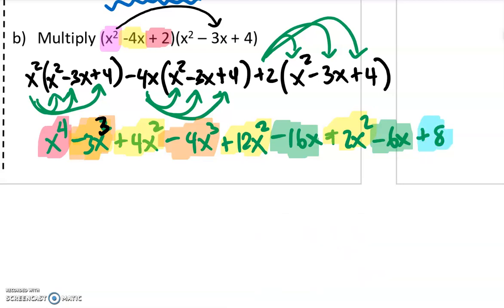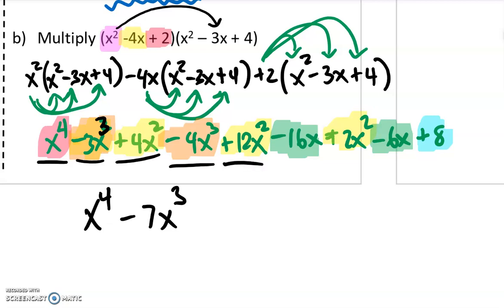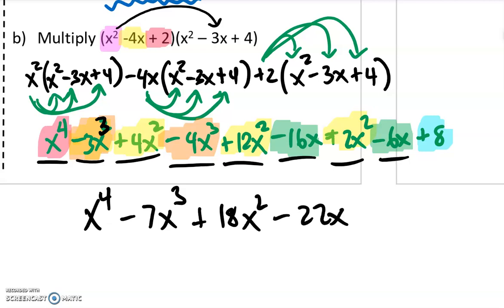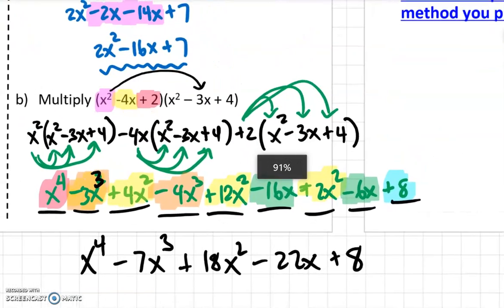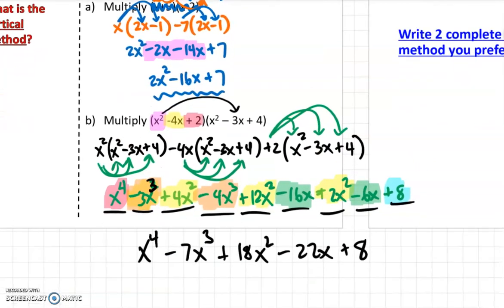All right, let's go ahead and combine like terms. So we have x to the fourth power. We have negative 3x cubed minus 4x cubed is minus 7x cubed. We have 4x squared plus 12x squared plus 2x squared is 18x squared. Negative 16x minus 6x is minus 22x, and positive 8. So that's a different way that you can multiply polynomials there. Just a lot of distributing, right?